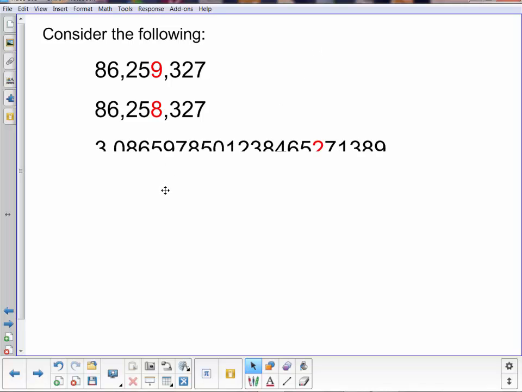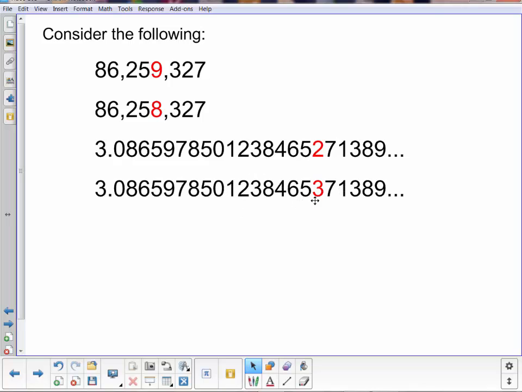Likewise, if we look at this huge number, which probably is irrational, it goes on forever, notice that its digit in this particular place value is a 2. In order to pick a number that is very close to this, but still is not equal to it, all we have to do is make sure that in the digit where this red 2 is, there is a different digit. And notice we have a red 3 here.